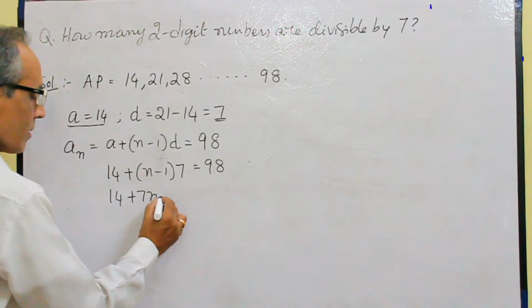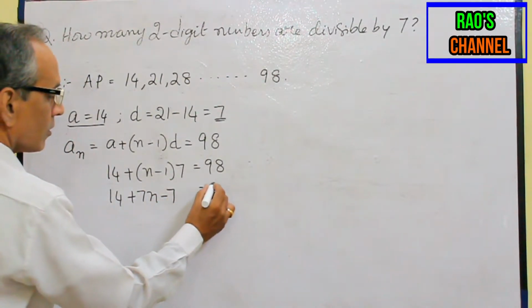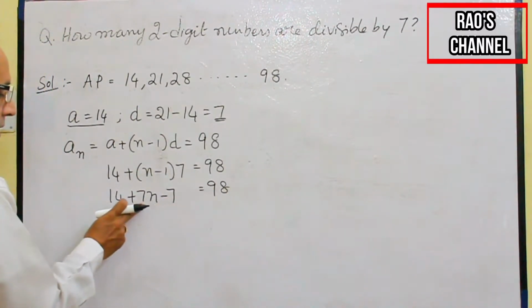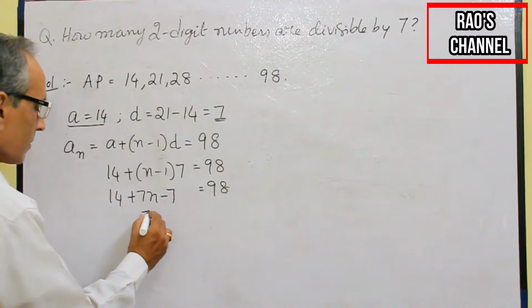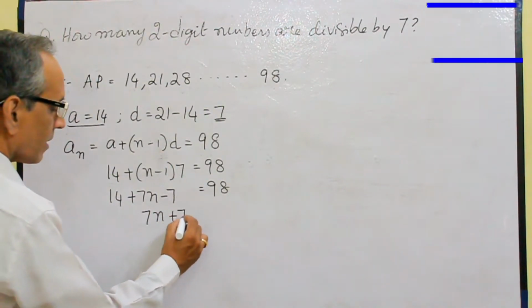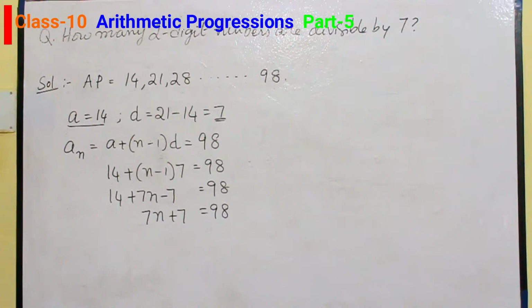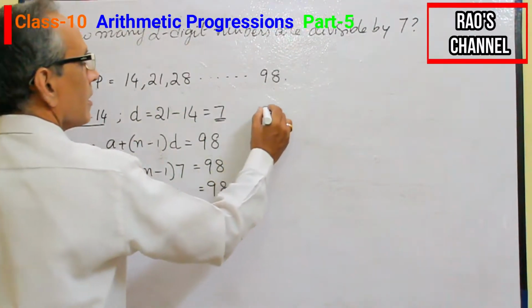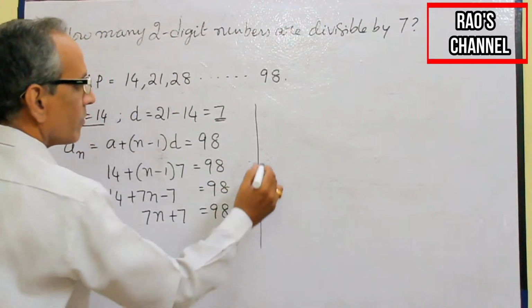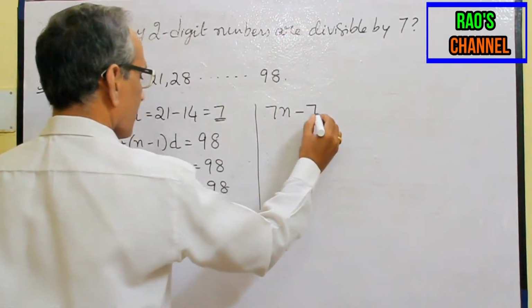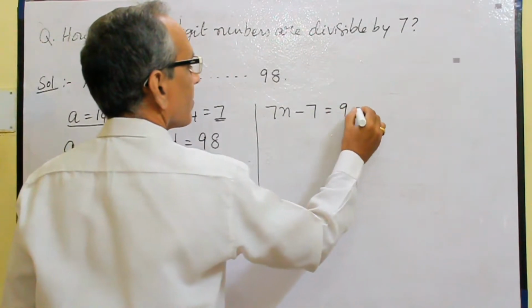So 14 minus 7 is 7, and 7n plus 7 is equal to 98. We got a simple equation finally. We transpose one by one to the RHS. So the final equation we got is 7n plus 7 is equal to 98.